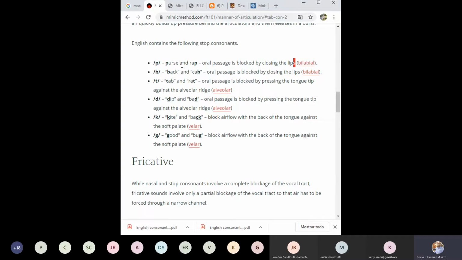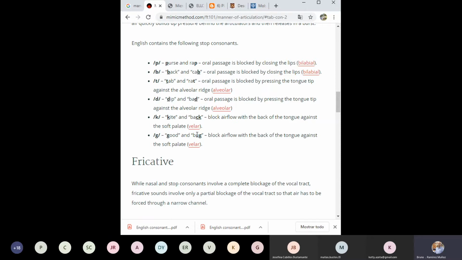Some words contain specific vowel sounds. For instance, in the last one here, we have rap. Same thing here. Back and cap. We have a trap here, right? In the same thing here. Same thing here. Tab and rat. Dip. Short e. Dip. Bat. Again a trap here. Kite and back.